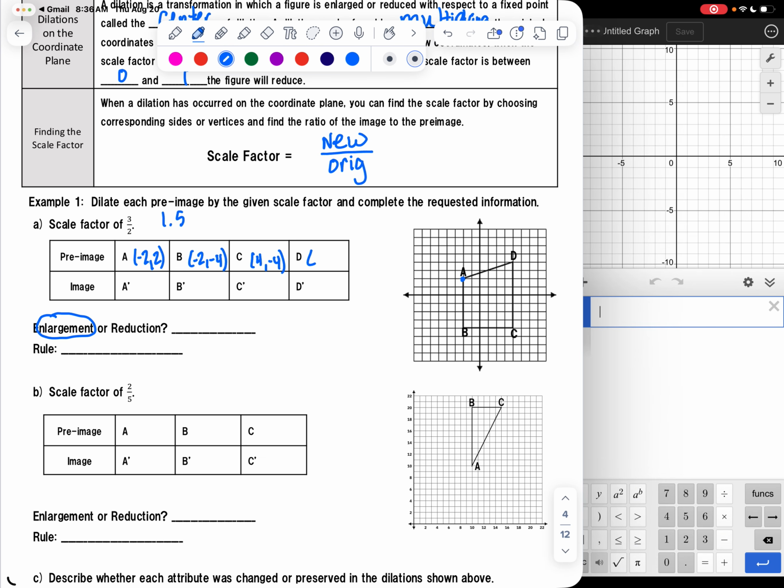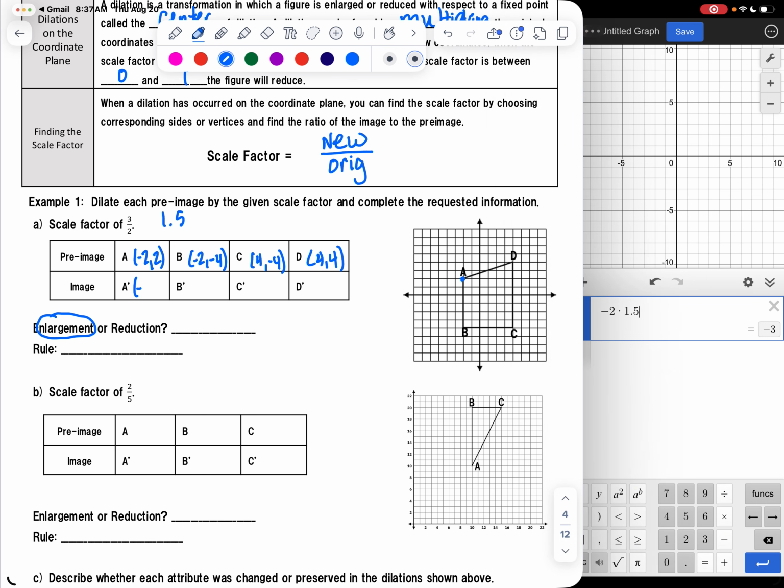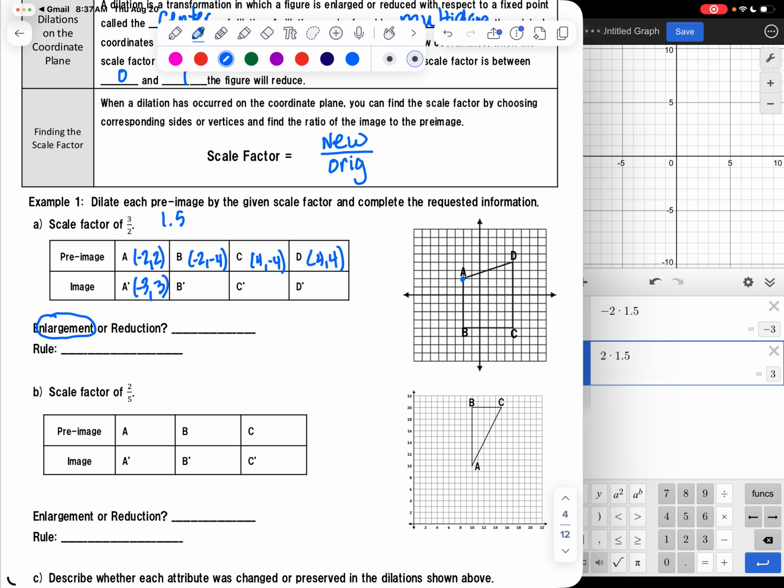Now, to enlarge each one of these points, I'm going to multiply the coordinates by the scale factor, which is 3 over 2, or 1.5. To put this in my calculator, I'll use 1.5 just to make it a little bit easier. So I'm going to take the negative 2 times 1.5, and that would be negative 3. And then 2 times 1.5 would give me positive 3.